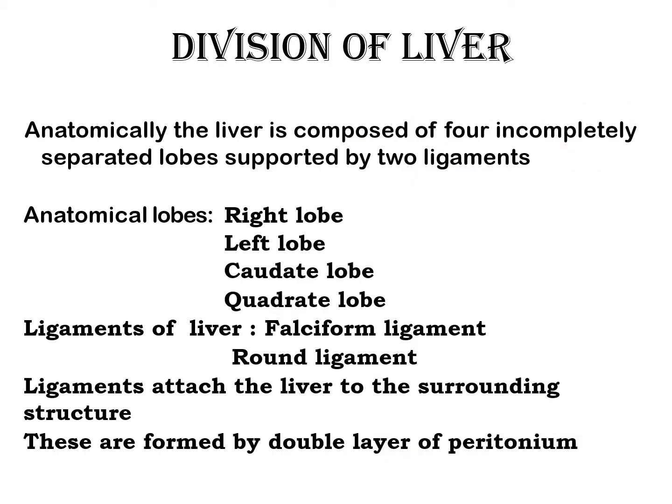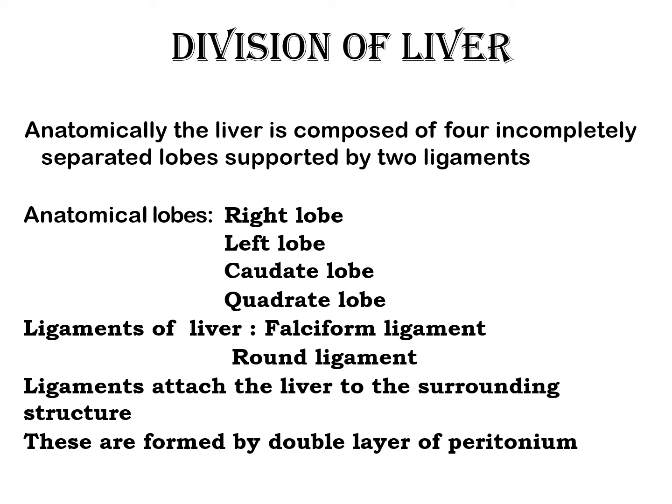Division of liver. Anatomically, the liver is composed of 4 incompletely separated lobes supported by 2 ligaments. The 4 anatomical lobes of the liver are the right lobe, left lobe, caudate lobe, and quadrate lobe. The right lobe is located on the right side of the visceral surface and it is 6 times larger in size than the left lobe.